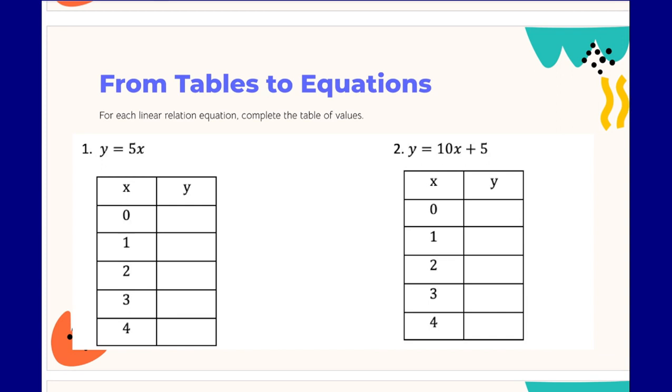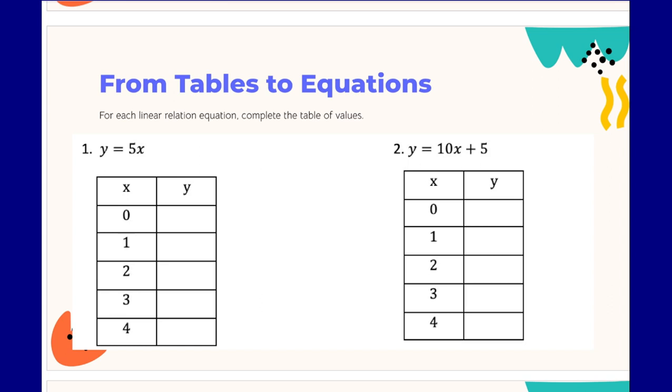So what we want to do right now is go from tables to equations, and fill in the table based off of what each equation is. So we have y equals 5x. In this equation, we are going to replace the x with a value, and we have a list of values that we're going to use. In the first one, we're going to replace it with 0.